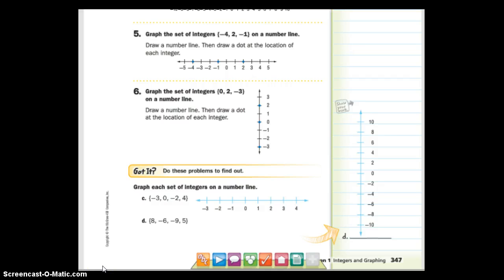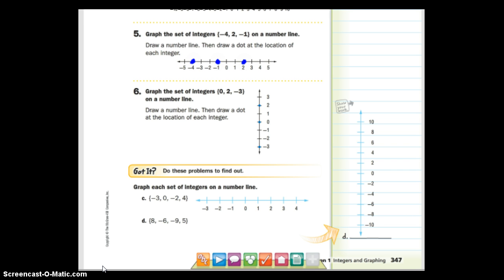We're now going to graph a set of numbers. In example number 5, we have the set -4, 2, and -1. Again, it's a horizontal number line. -4 is located 4 to the left of 0, 2 is 2 to the right of 0, and -1 is 1 to the left of 0.